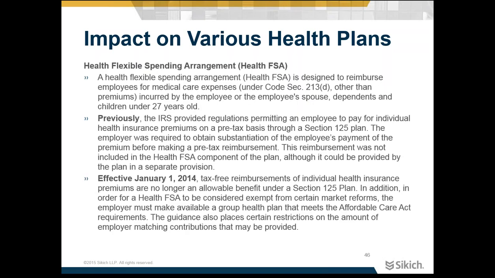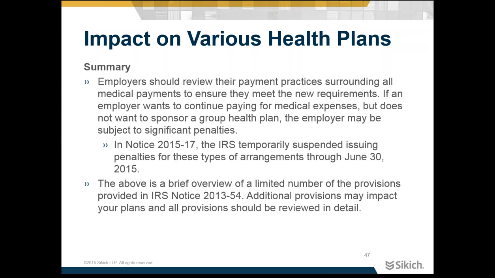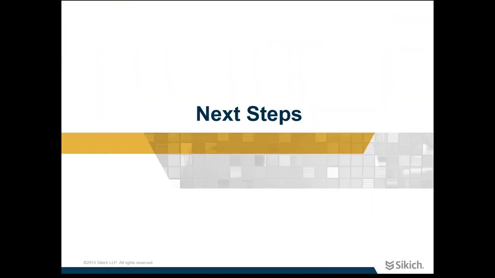And then your health flexible spending accounts, again, as long as you have a group health plan, the flexible spending arrangements under those would remain okay. For those of you who offered individual insurance premium reimbursements in those, we need to get those provisions removed from the plans. So basically, again, just take a look at how you're paying for any medical expenses. If they're outside of your group health plan, it may be worthwhile to investigate that to make sure you don't have any other items that need to be cleaned up there.